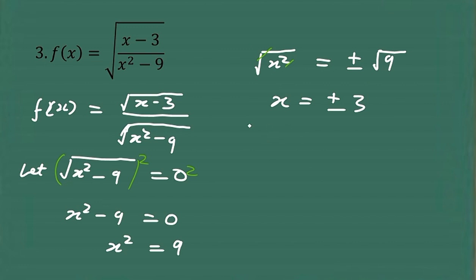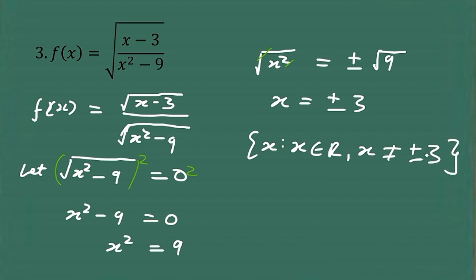So in this case, we will say that the domain of this function is such that x belongs to the set of all real numbers except x is not equal to plus or minus 3. So the value of x shouldn't be positive 3, it should also not be negative 3.